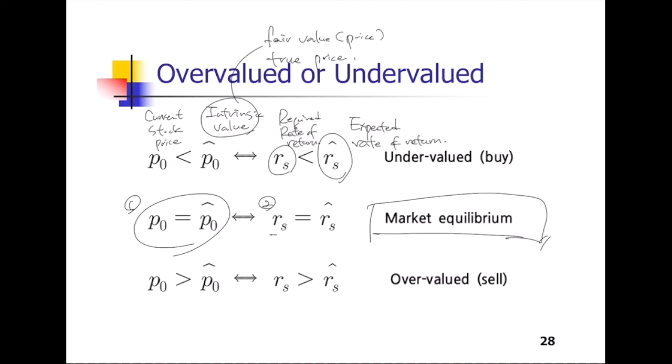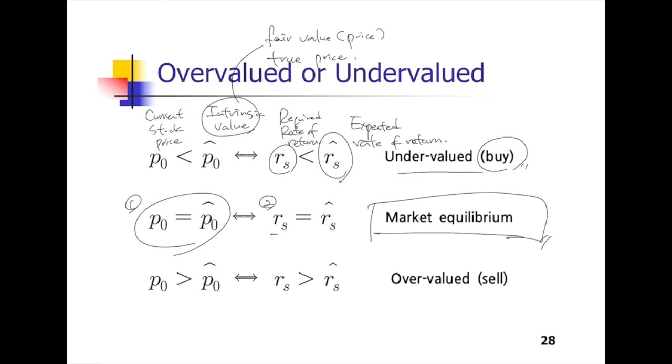But if the current stock price is lower than intrinsic value, it means this stock is undervalued. So investors can buy this stock and get some profit. We can also explain using required rate of return and expected rate of return. In this case, they require this amount, but they expect more return in the future. So they get more benefit when they hold this stock, right?